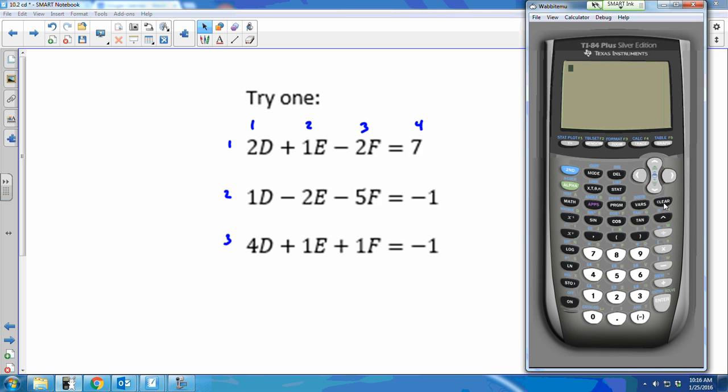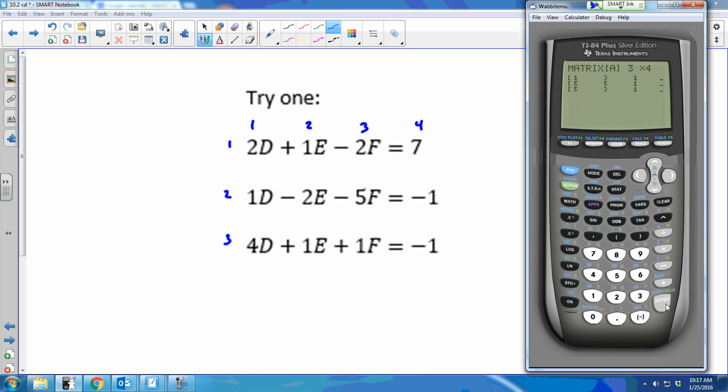All right, so you're going to go to the matrix menu, which is second reciprocal button. That's underneath the math button. And we need to actually input all of the coefficients and everything into a matrix. So you scroll over to edit. You can choose whatever matrix you want. I don't care. I'm just going to use A.